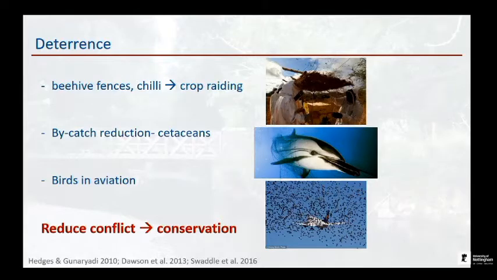So, for example, beehive fences and chili pepper powder are used to try and deter crop raiding elephants in Africa and Asia. Also, as I said, marine mammals getting caught up in marine fisheries, and also the depredation of fisheries, and also bird strikes and crop raiding in birds. So the idea of these deterrents is to reduce conflict and also aid conservation of species.